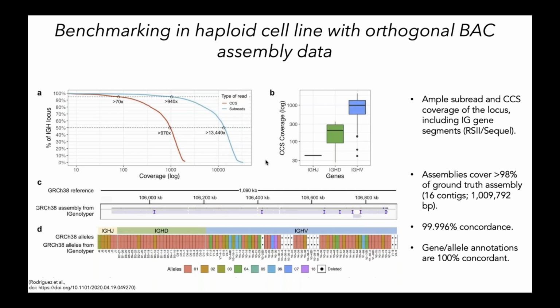And so these figures basically show that we get ample coverage of the region, including over the gene segments. When we put this through iGenotyper to generate assemblies, these assemblies represent greater than 98% of the bases in the ground truth assembly. And the base call concordance between our iGenotyper assembly and the ground truth is greater than 99%, including 100% recall of all of the genes and alleles.